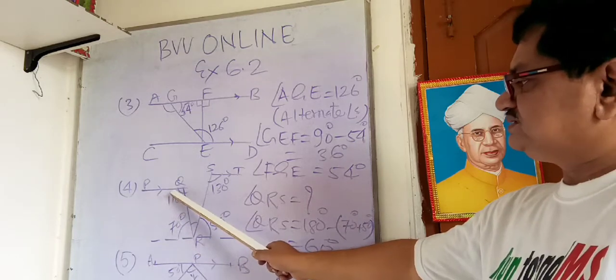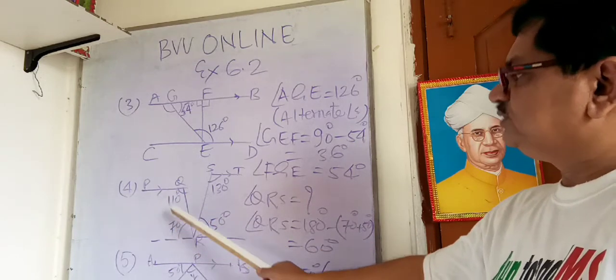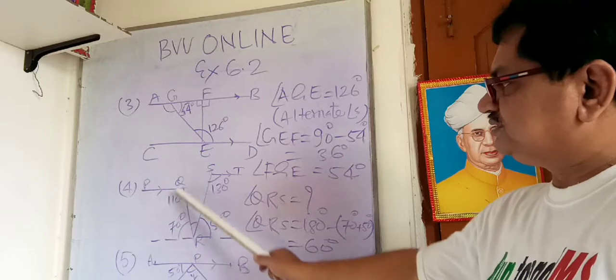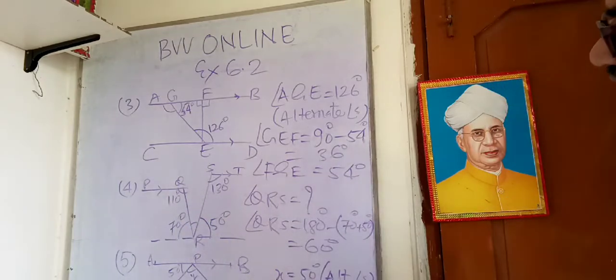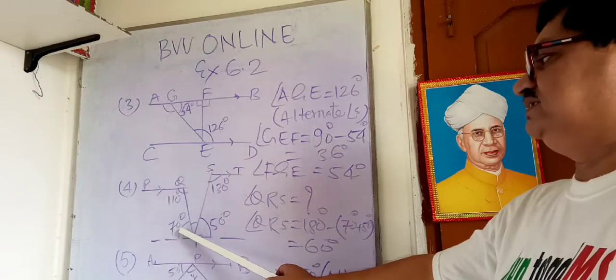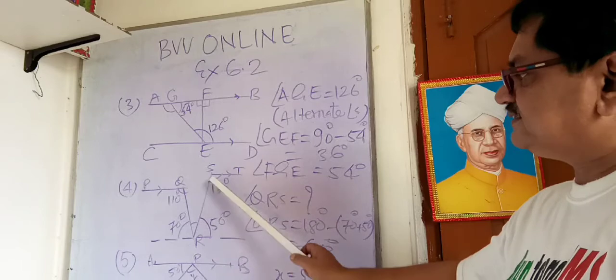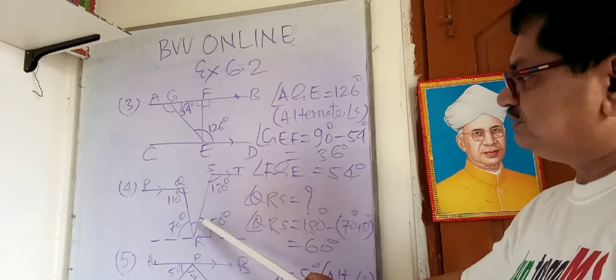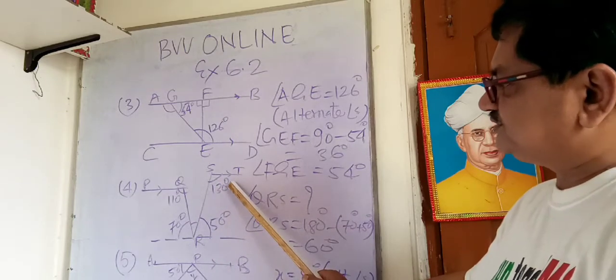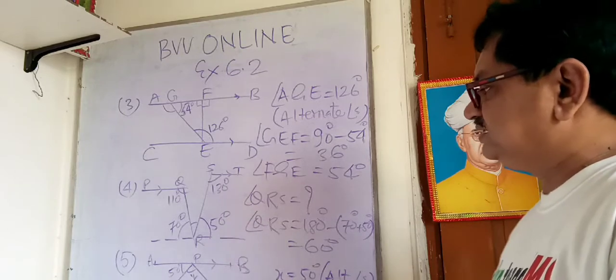Now 110 and this is 70, 110, and both the interior angle sum should become 180 degrees, so it will come 70 degrees. Similarly, these interior angles are here, so their sum should be 180 degrees. So if it is 130, it will surely be 50 degrees.